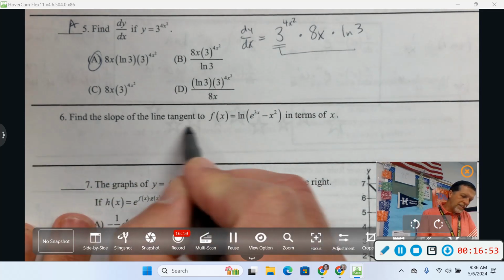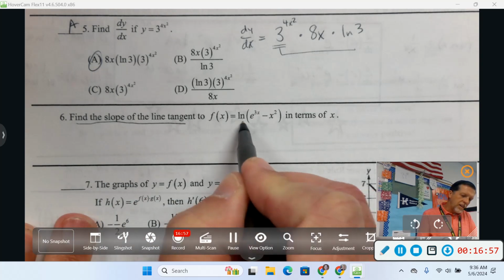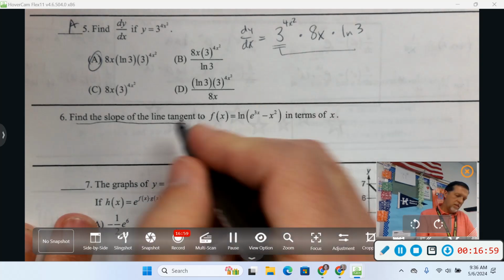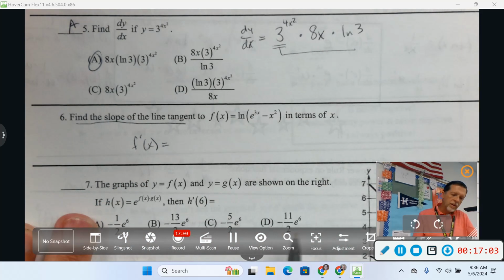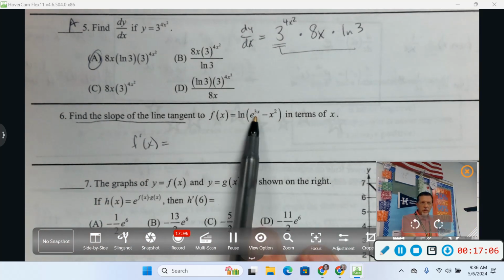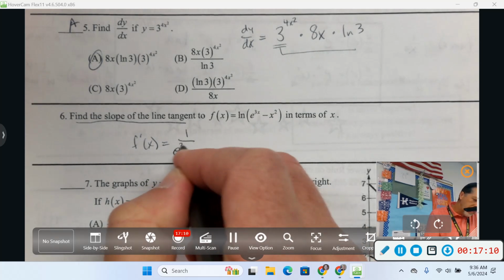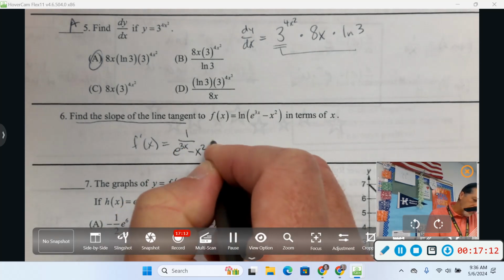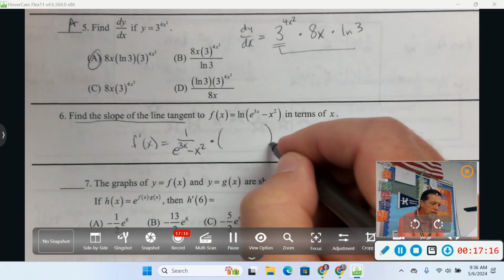Slope of the line tangent to the graph. So again, that just means derivative of a natural log problem. This is going to be a massive chain rule problem here. So 1 over the argument, 1 over e to the 3x minus x squared, times the derivative of the argument.